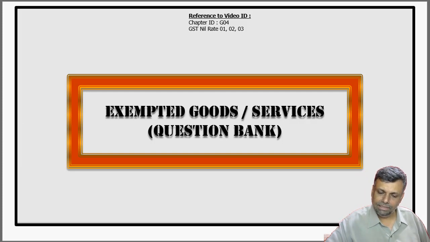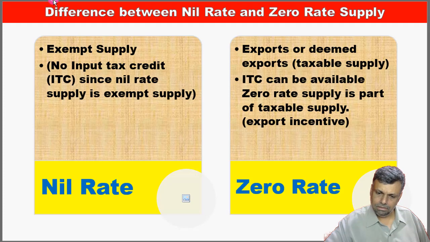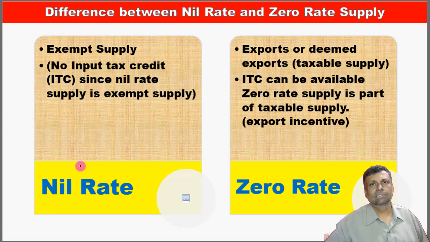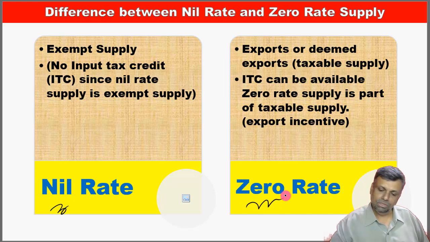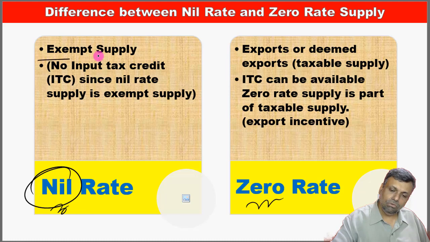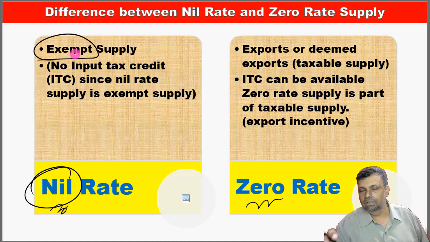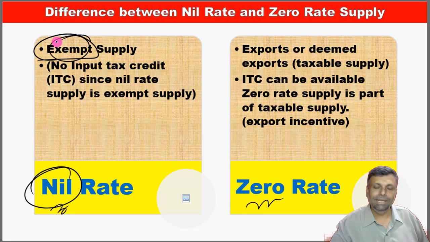Now, one thing, friends, first clarification is that nil rated is a different entry in the GST, and zero rated is different. So don't confuse. The nil rated is something we call an exempted supply that is covered by a specific exempt notification. So nil rate and the word exempt are one and the same. Okay, there is no difference between these two words. If somebody says exempt supply, it is the same as nil rated supply.